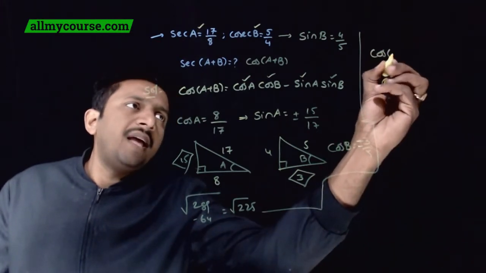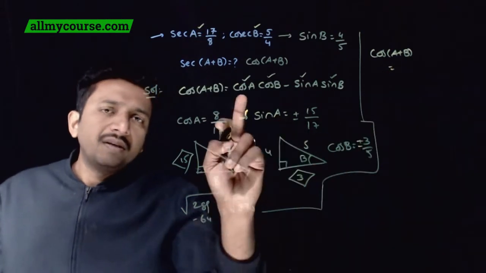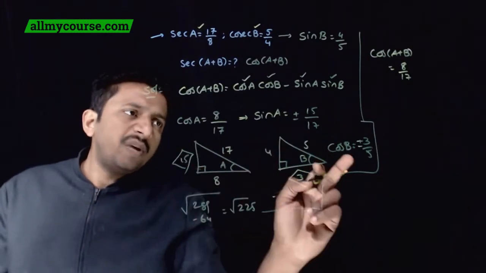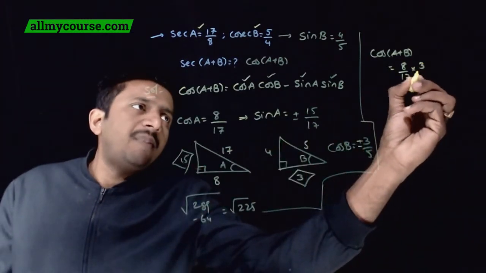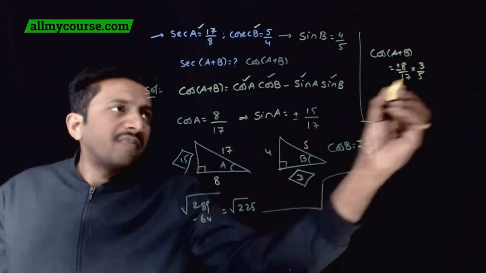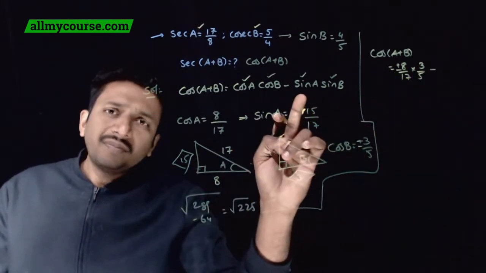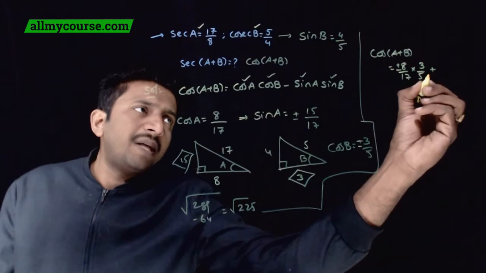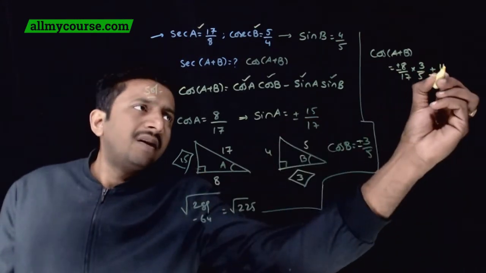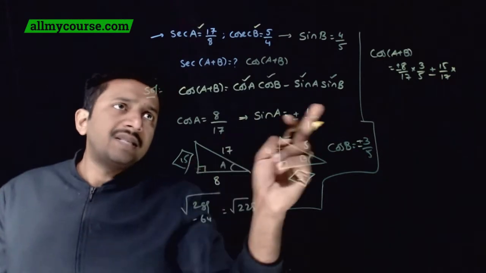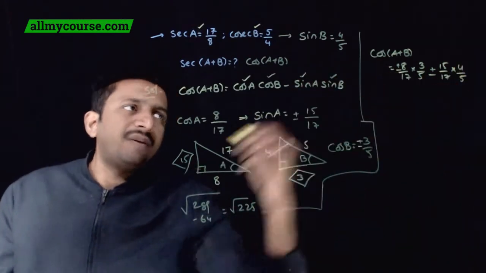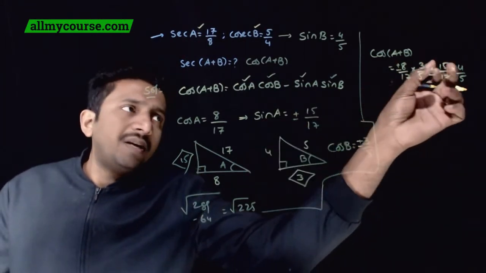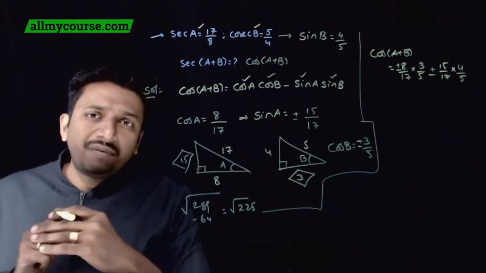So cos of A plus B is equal to, so cos A is 8 by 17. There's no doubt about it. Into cos B. Cos B is plus or minus 3 by 5. So into 3 by 5 plus or minus of sin A into sin B. Sin A is plus or minus 15 by 17, into sin B, which is exactly equal to 4 by 5. So now you can have plus or minus in the numerator here and plus or minus here. So you can have 4 different values.